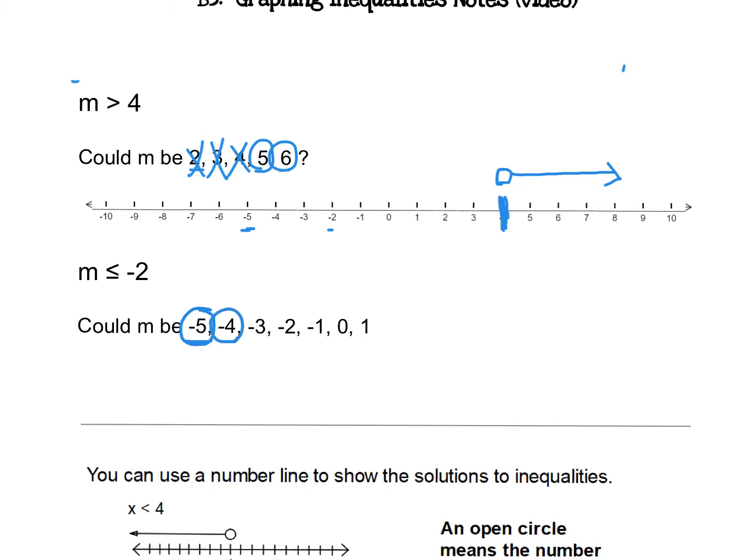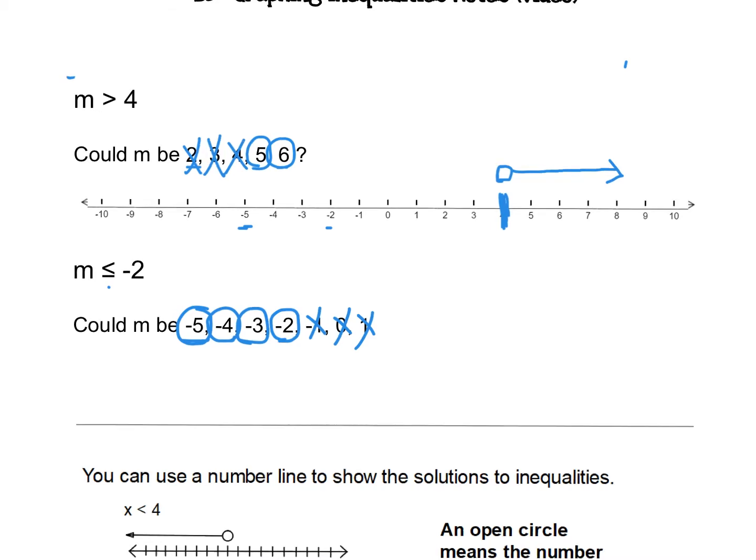Yes. Is -3 less than -2? Yes. Is -2 less than or equal to -2? And yes, it fits the equal part, so it would be a solution this time. Is -1 a solution? Nope, it is not less than or equal. 0 is not less than or equal to -2, and 1 is not less than or equal to -2.